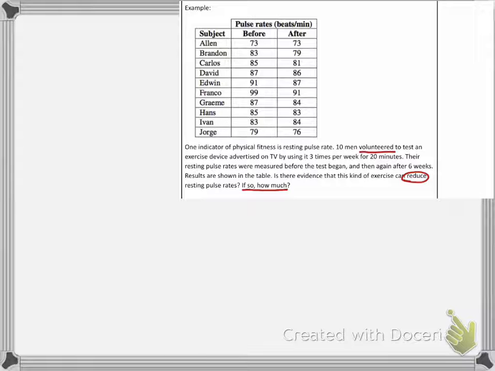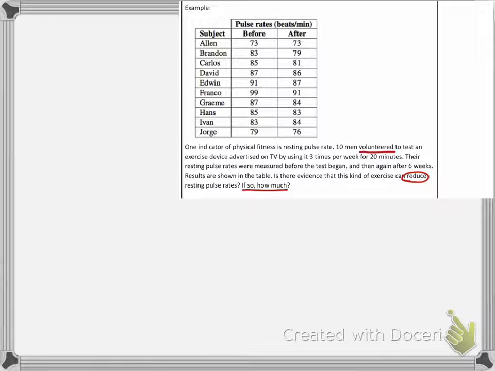I'm underlining some words that are jumping out to me as I'm reading it. Number 1 is the word volunteer. I'm going to have to address that when I talk through assumptions and conditions. I'm looking for, is there evidence that this kind of exercise is reducing resting pulse rates? That's going to give me an idea of which way my alternative hypothesis should go. And then I'm underlining, if so, how much, to remind myself that if I decide that I'm rejecting the null hypothesis, I want to also make a confidence interval to figure out by how much.